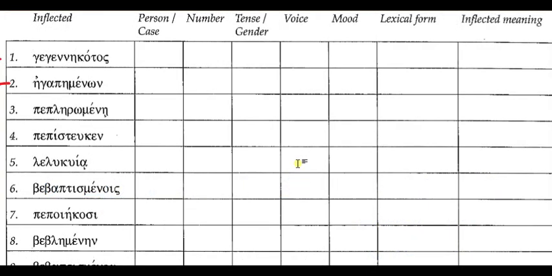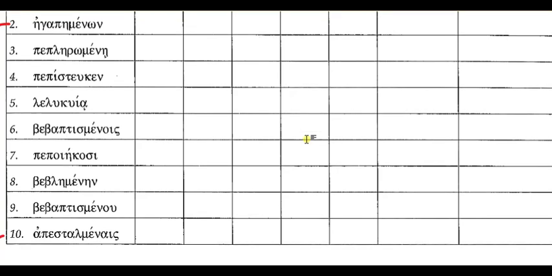Let's look at number 4. For number 4, say this with me, pepisteuken. All right, so pepisteuken. What do you see about this that might help you know what tense stem you're looking at? We've got some reduplication going on here. Absolutely. So the pistu has a pe in front of it. What might the lexical form be? Pisteuo. Good. And the reduplication tells me it's perfect. Good.